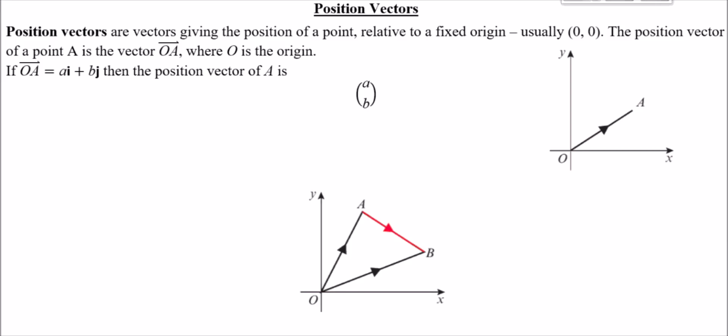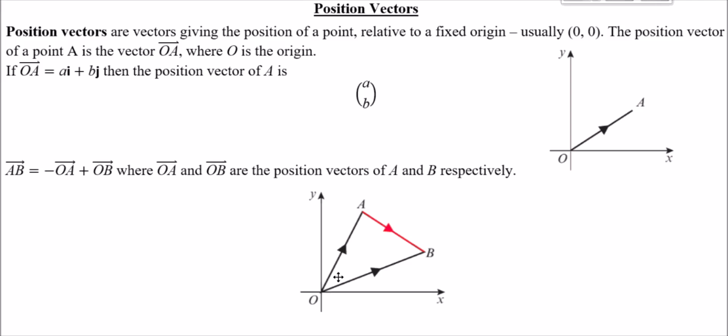Here's another diagram, which I'm just going to quickly explain. So we have here in red A, B. So from A to B, it's minus OA plus OB, where OA and OB are the position vectors of A and B, respectively. So I'm going to explain in a bit more depth why AB is minus OA plus OB.